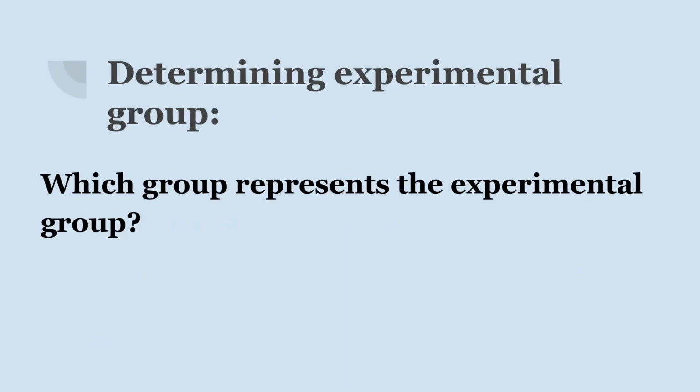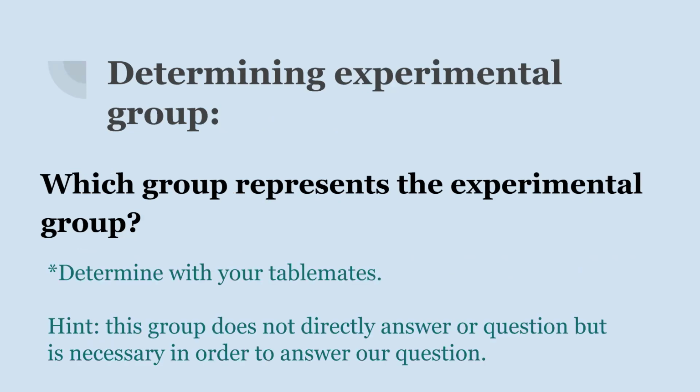So which group represents the experimental group? It should be your instructor's DNA, right? And that's because that's the result that we're trying to test to see, right? That's the DNA sample we're trying to test to find the result of.